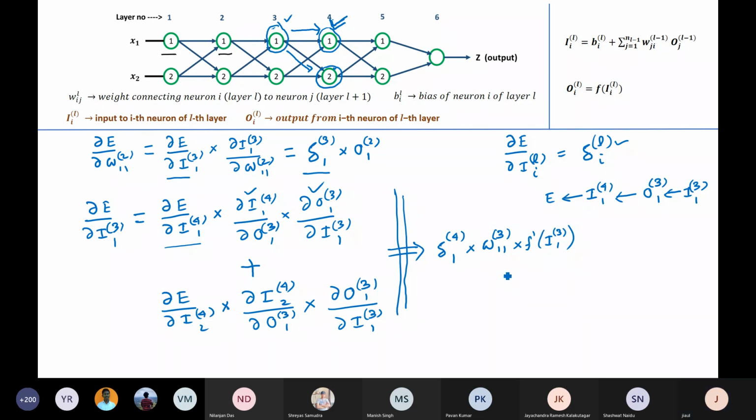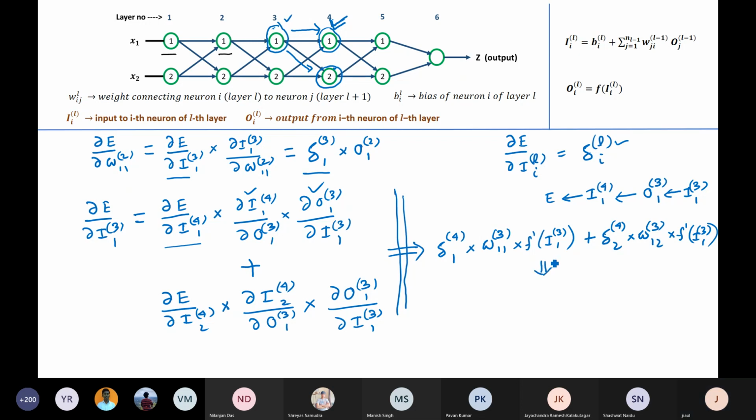And then plus, what? Delta 4 2, into W 3 1 2, and then F prime I 3 1. Perfect, absolutely perfect.